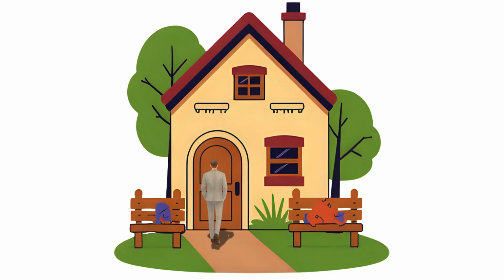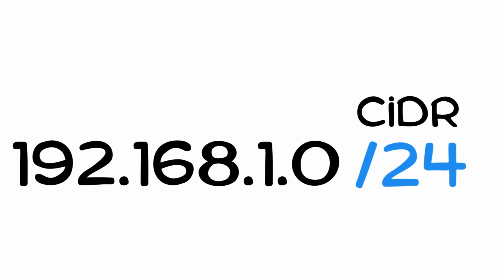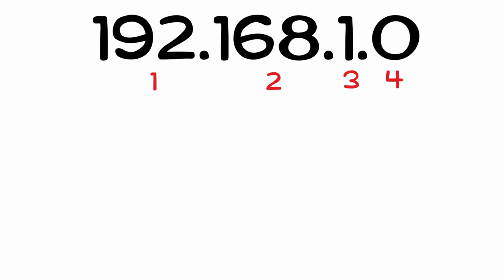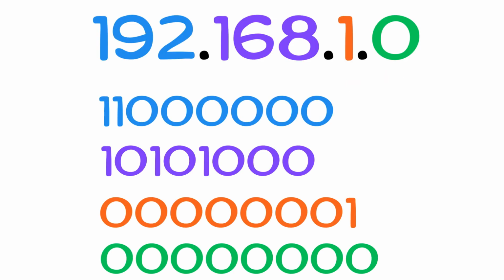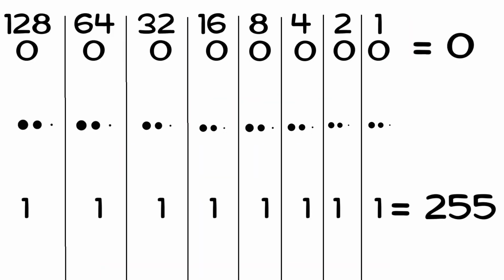Let's use a simple example: 192.168.1.0/24. The /24 is called CIDR notation. It tells us how many bits belong to the network portion. An IP address is made up of 4 octets, and each octet is 8 bits, giving us 32 bits total. Each octet can represent values from 0 to 255 using binary.